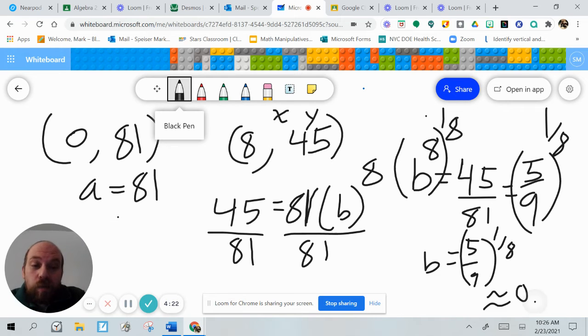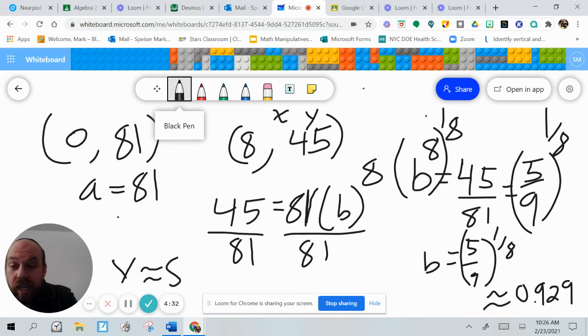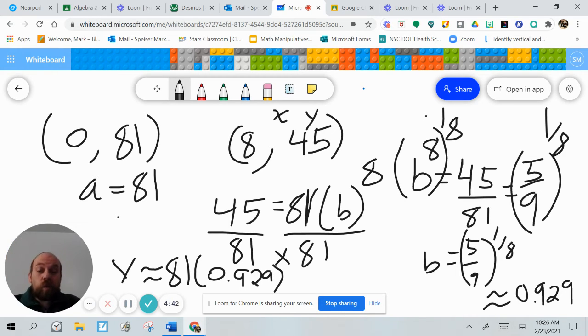0.929. It's less than 1, so we know it's decreasing. It's exactly what we want. That means y approximately equals, I like to use approximate equals in these cases, 81 times 0.929 to the x power as the equation. One more example on how to find the equation given the y-intercept, where the second point they give you involves a fraction. And that's more of a practice on how to solve equations of this format.